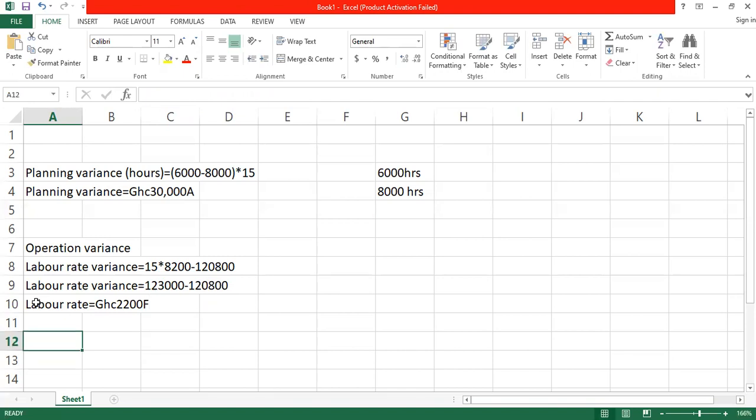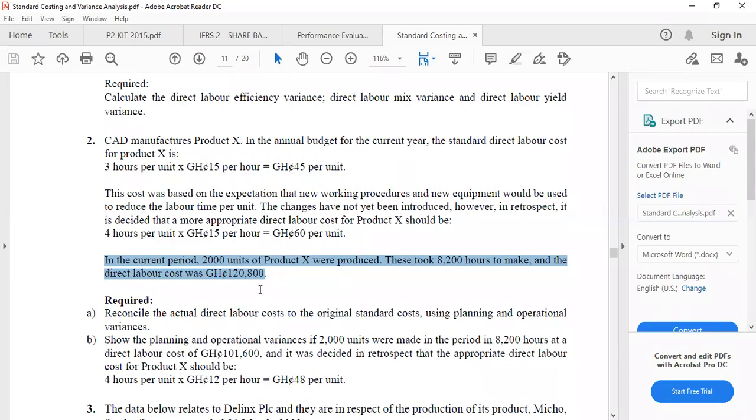So the next one will be labor efficiency variance. Labor efficiency is calculated as the standard hours minus the actual hours, multiplied by the standard rate. What will be our standard hours? 8,000. That is the 4 hours per unit multiplied by actual output.